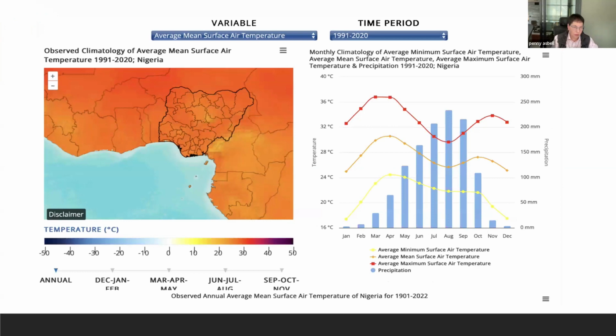This is from a website that I was able to get about temperature. What you can see is in Nigeria, again, this part of Africa in general, the temperature is pretty hot. This is looking over a couple of decades, 1991 to 2020, and you can see the low temperature and the high temperature.